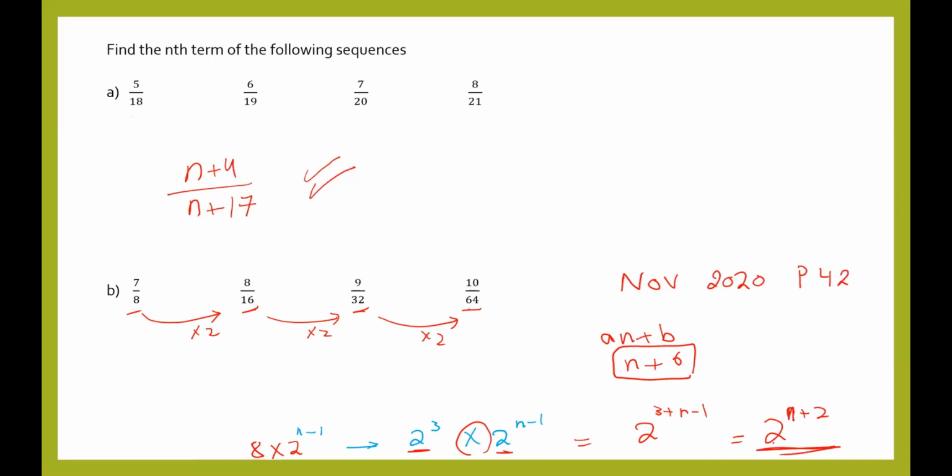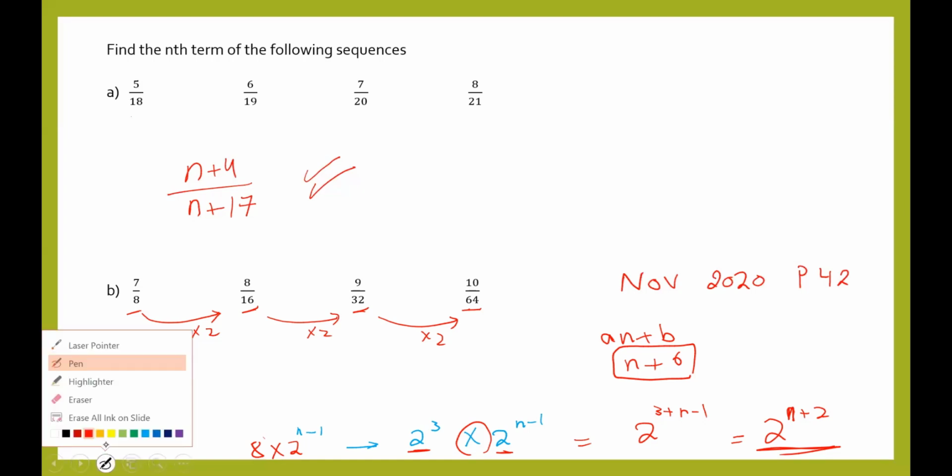But we do this only in case the first number here can be replaced by a number which is a power with the same base. Because 8 can be 2 to the power of 3, which has the same base as 2. So it will be 2 to the power of n plus 2. So now we got the numerator's nth term, and we got the denominator's nth term. So we can write one complete nth term. It will be n plus 6 over 2 to the power n plus 2.